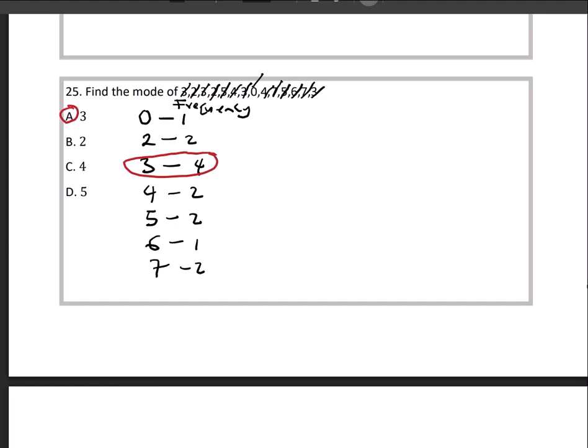Now don't make the mistake of choosing 4. 4 is not the answer, that's wrong. 4 actually occurred only twice, so the right one is 3. So what you do is you have to arrange them and then find out how many times they occurred, then the highest occurring one is your answer.